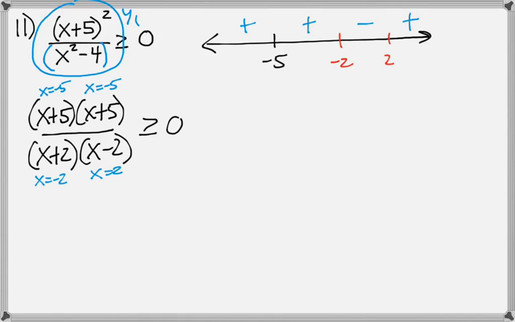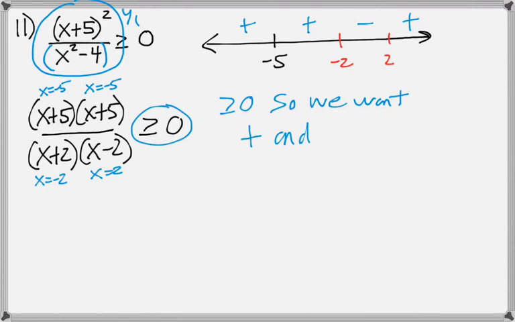Okay, so which regions do we want to include in our answer? This is greater than or equal to 0. So we want the positive regions and where it's equal to 0. So that's going to be here, here, and here.